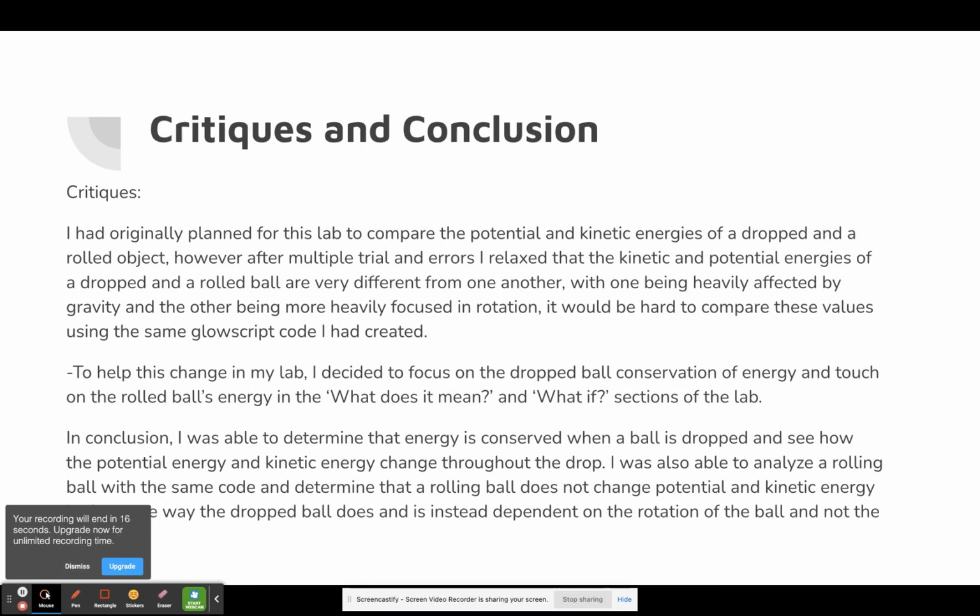During this lab, I was able to determine how energy is conserved when the ball is dropped and see how potential and kinetic energy change, but I was also able to realize through trial and error how different ways of motion can change the kinetic energy and potential energy while they are still conserved. However, those ideas and equations can change.